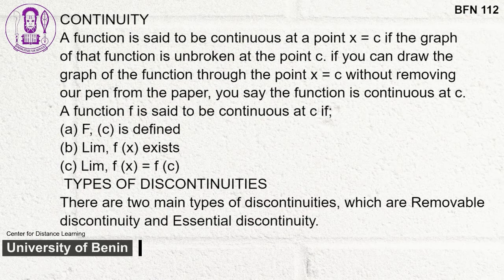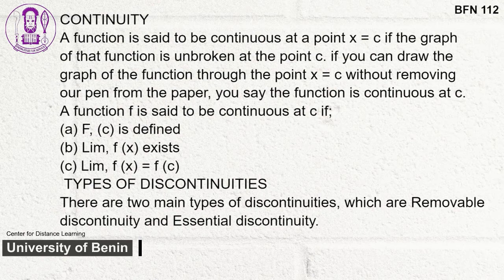Continuity. A function is said to be continuous at a point x = c if the graph of that function is unbroken at the point c. If you can draw the graph of the function through the point x = c without removing your pen from the paper, you say the function is continuous at c. A function f is said to be continuous at c if (a) f(c) is defined, (b) lim f(x) exists, (c) lim f(x) = f(c).